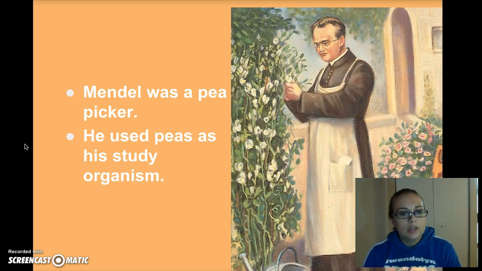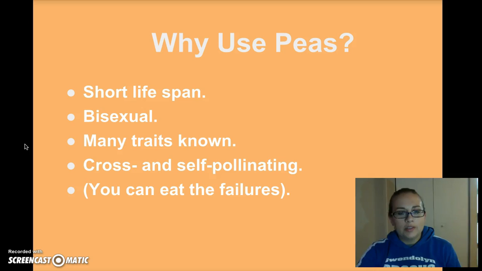So he was a pea picker, and he used peas as his study organism, which actually worked out really well for a variety of reasons. It's important because, A, they have a really short lifespan, so they can reproduce quickly. They're bisexual. They've got many traits that are known, and so you can look very specifically at several different traits, and you can look at them individually. You could look to see if there's an interaction between traits, so that was really important. You can use them as cross-pollinating or self-pollinating. And of course you can eat the failures.